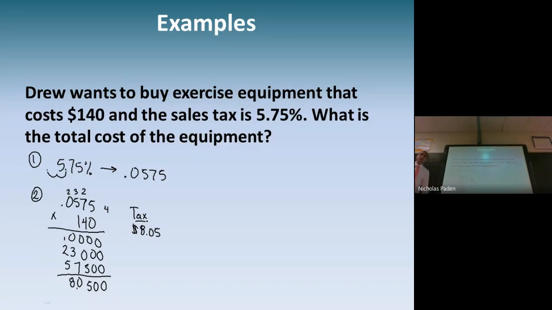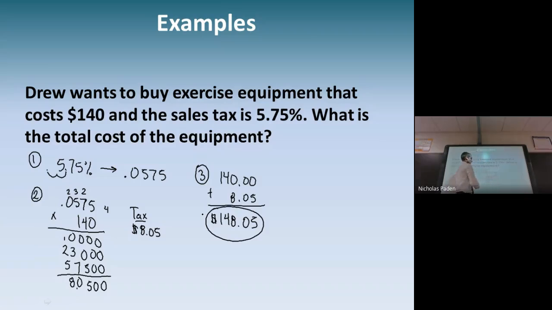So then the last step to do is we've got to find the total cost. And so what we're going to do is add 140 plus that $8.05. And so the total cost of this equipment would be $148.05. So sales tax is found by changing the percent to a decimal, multiplying it by the regular price, and then adding it at the very end.